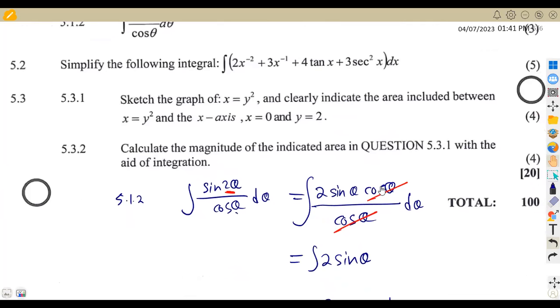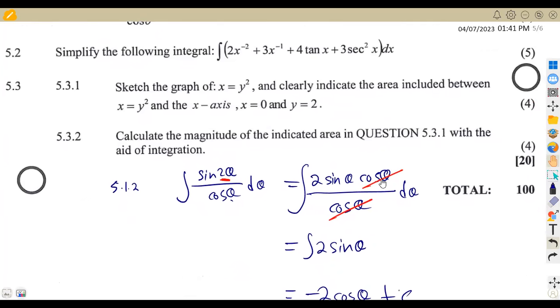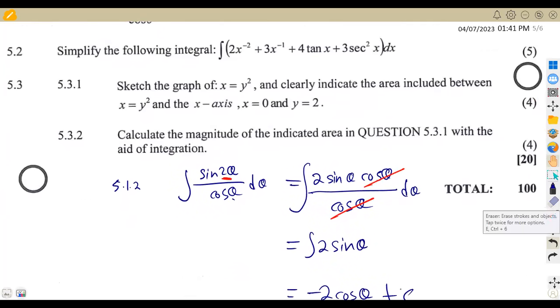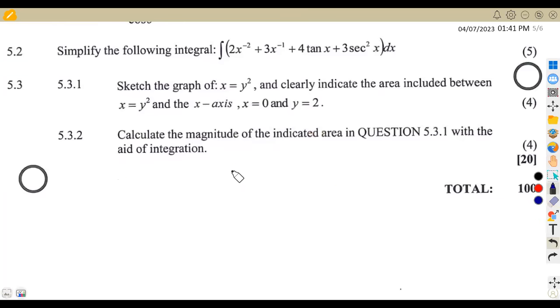5.2, simplify the following integral, just like what we had on derivatives. This time, we are going to apply the same concept, integrating each term that we are given. So we are supposed to integrate each term, and all these terms are in simplest form. So we're going to integrate directly. There's no need for us to even rewrite anything here.